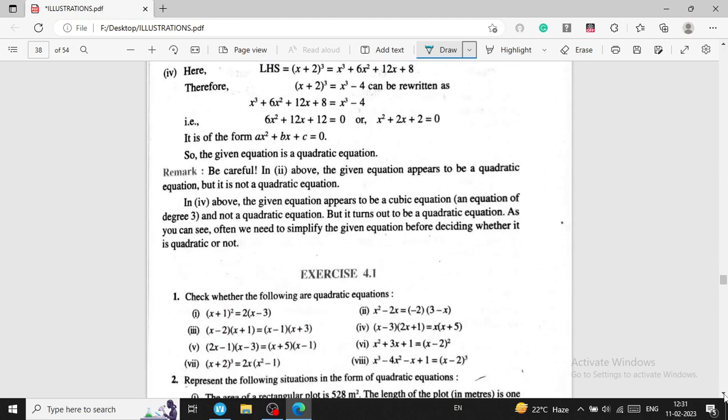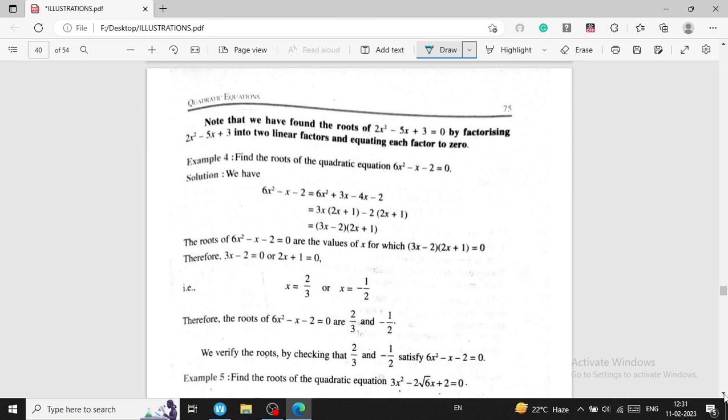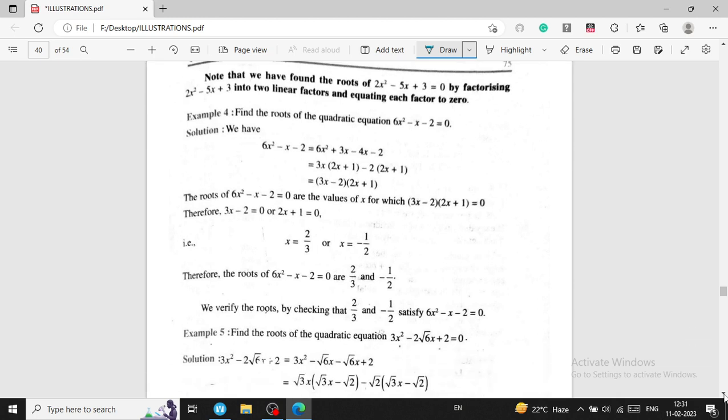Now the next question is: find the roots of the quadratic equation. How to find the roots of a quadratic equation? There are two methods. Either you can use the factorization method, or you can use the discriminant method. Here, in this example, we use the factorization method. The factorization method is simple, as I used in previous sums.